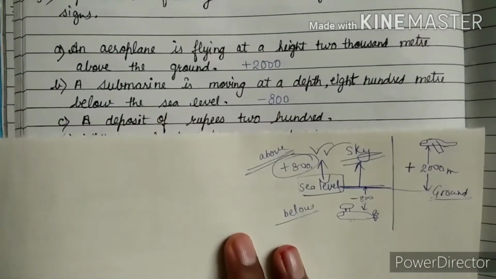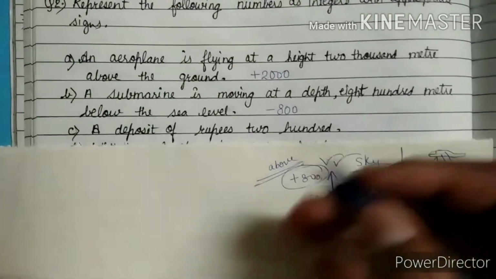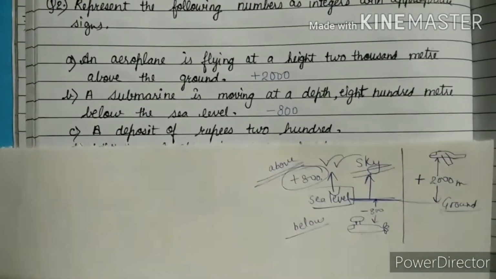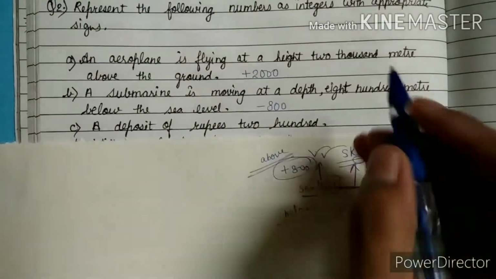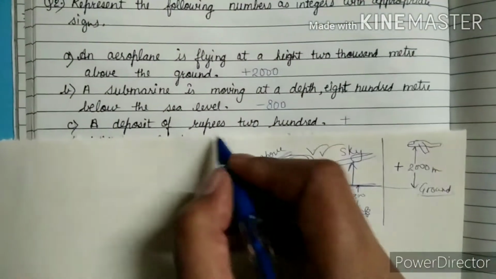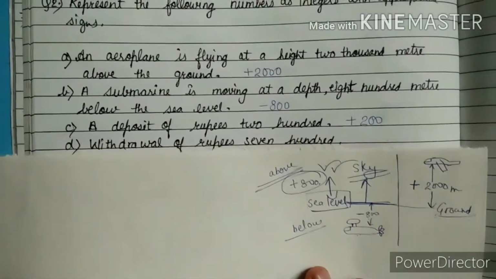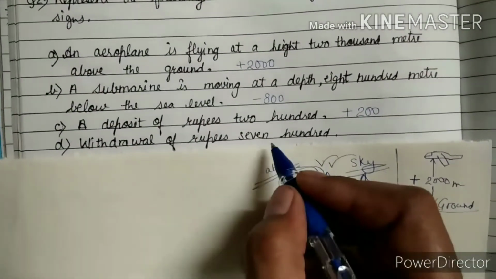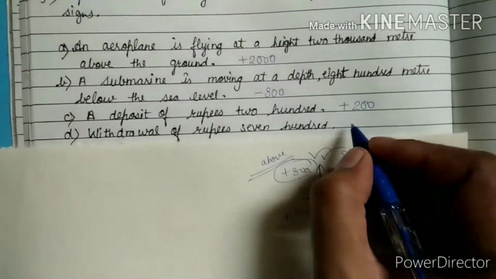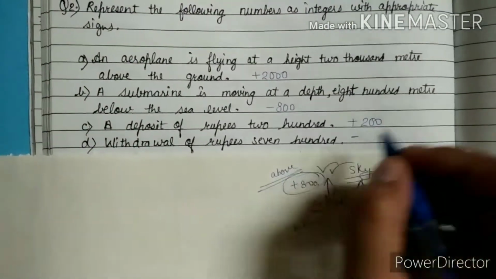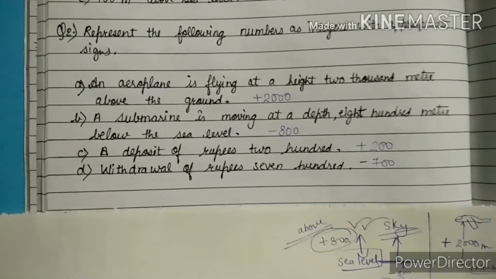Now third is a deposit of rupees 200. Deposit means adding some amount somewhere, like in a bank account, like in your purse, whatever the place is. So a deposit is shown by the plus symbol. How many rupees? 200. So here 200 will come. Now next, withdrawal of rupees 700. Withdrawal means taking out. It means here the minus symbol will come. How much? 700. So here we completed question number 2.